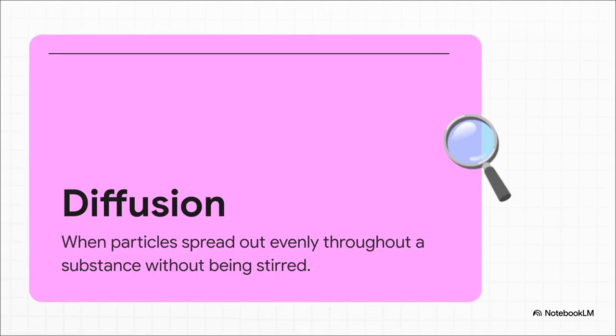All of this brings us to one of the absolutely most fascinating proofs of particle movement, a concept called diffusion. Diffusion is the process where particles spread out evenly throughout a substance without being stirred, without being mixed, or pushed by us at all. This is the ultimate unassisted proof that particles are continuously in motion on their very own.